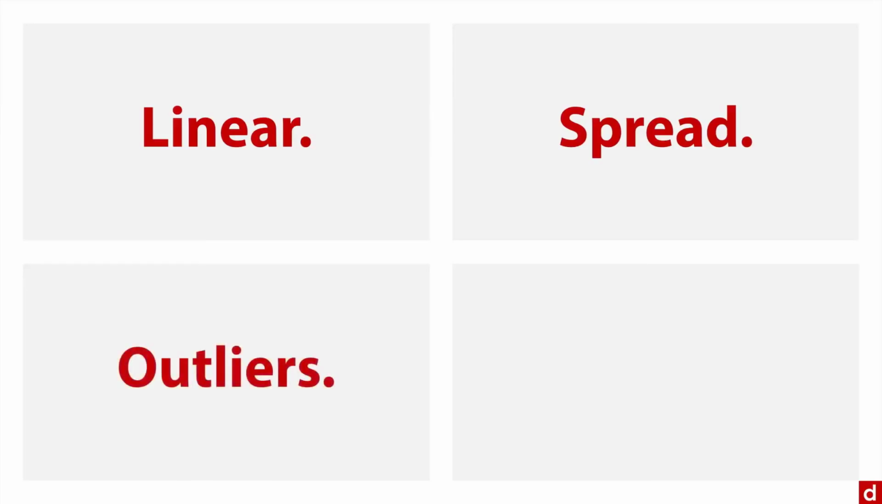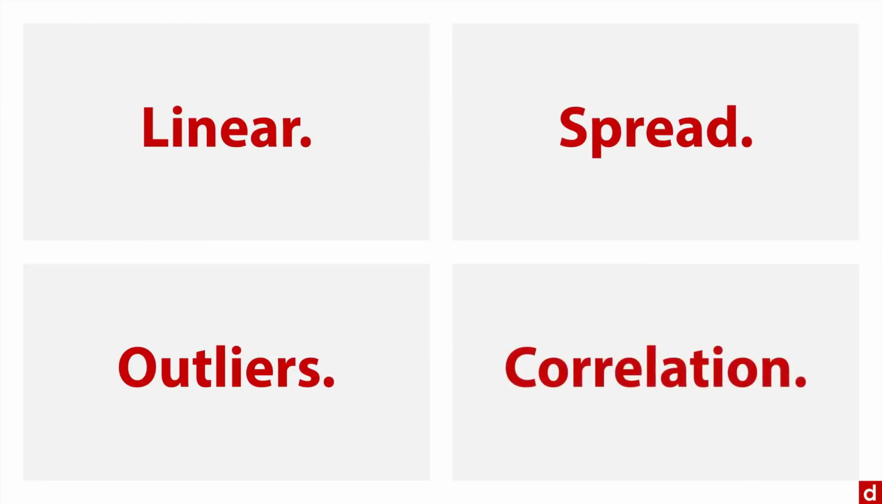You want to look for outliers, either univariate, that's a score that's unusual on a single variable by itself, or in this case, what's even more significant is bivariate, where you have an unusual combination of scores. And then finally, you want to try to get some idea for the correlation or the strength of the association between the two variables.